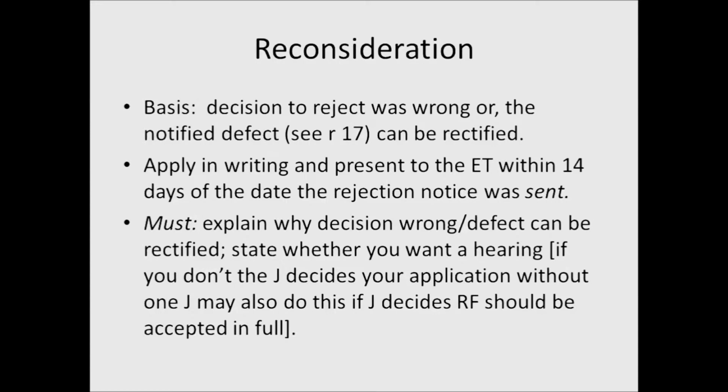A respondent can apply in writing for a reconsideration and present that application to the Employment Tribunal within 14 days of the date the rejection notice was sent. The application must explain why the decision was wrong or the defect can be cured, and it must state whether the respondent wants a hearing. If the respondent doesn't state this, the judge decides the application without one. The judge may also do this if the judge decides that the response form should be accepted in full.